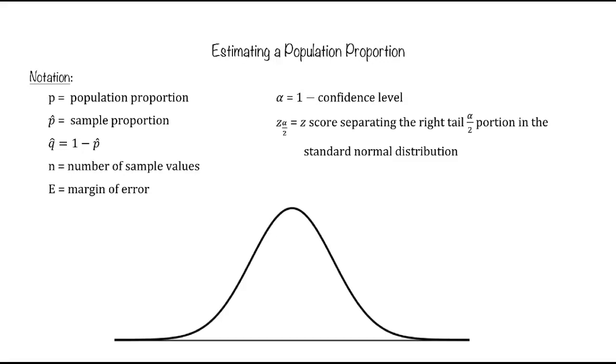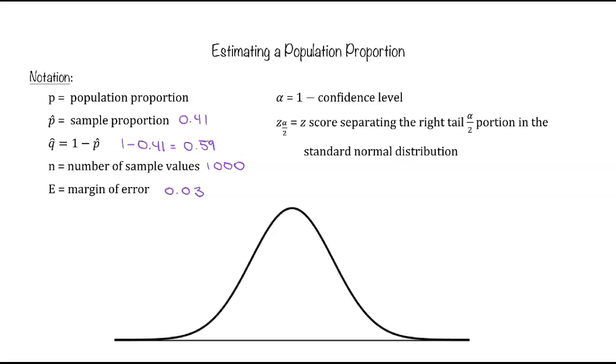Lowercase n is the number of sample values, or the sample size, and we use a capital E to notate the margin of error. In the example that we were just playing with, we had a sample proportion of 41%, or 0.41, which would make q hat equal to 1 minus 0.41, or 0.59. The sample size was 1,000, so that's our lowercase n, and that plus or minus 3% was our margin of error, or 0.03.